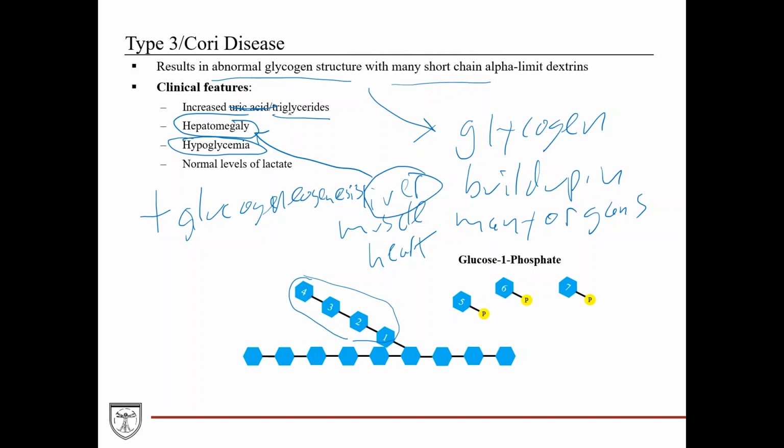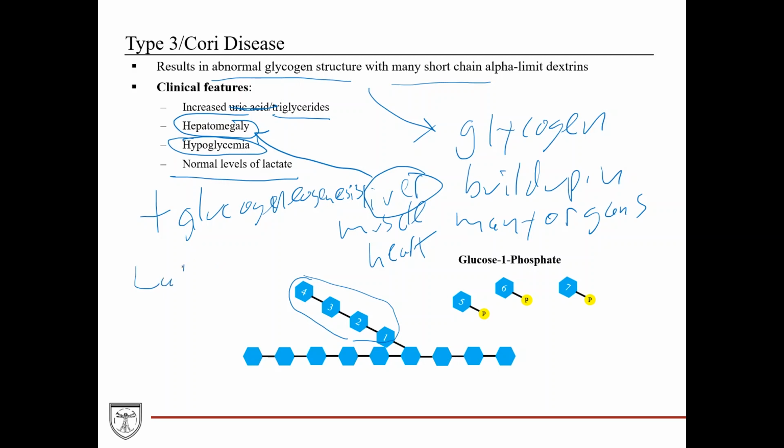They do have elevated levels of triglycerides, however, again, not to the degree of von Gierke's disease. And then lastly, they also have normal levels of lactate, because they're not having that excessive level of glycolysis which leads to the high levels of lactate you see in von Gierke's disease. So they have gluconeogenesis and normal levels of glycolysis. The big thing here is they're just not able to efficiently break down these branches of glycogen. And so it leads to buildup of glycogen deposits in many of the organs, and mainly hypoglycemia because you're not able to break down as much glycogen as you'd like to.